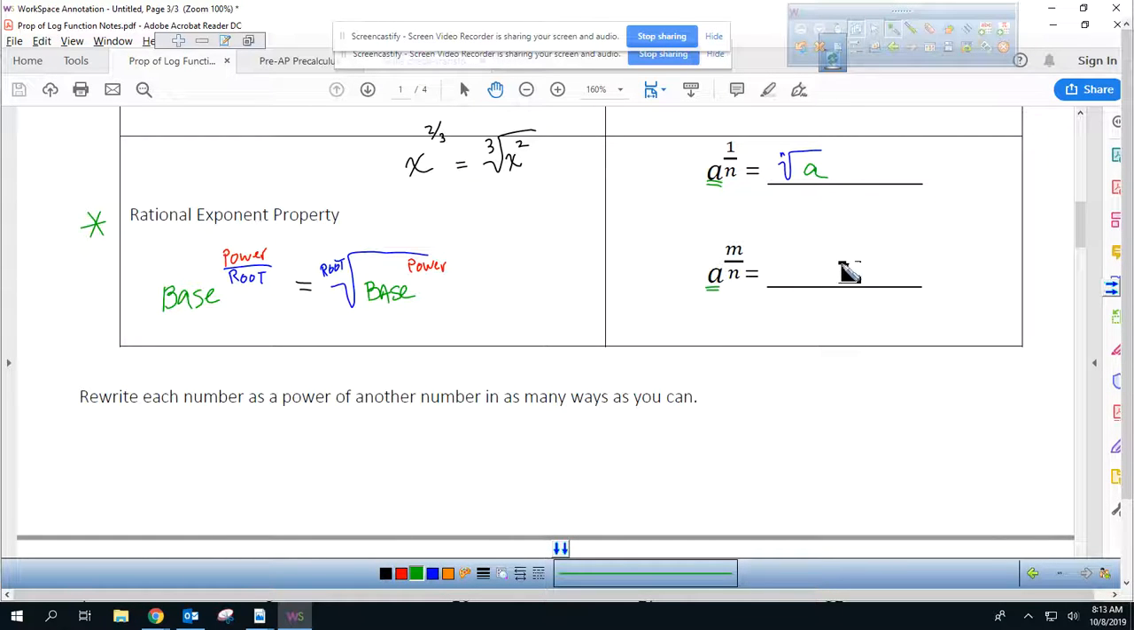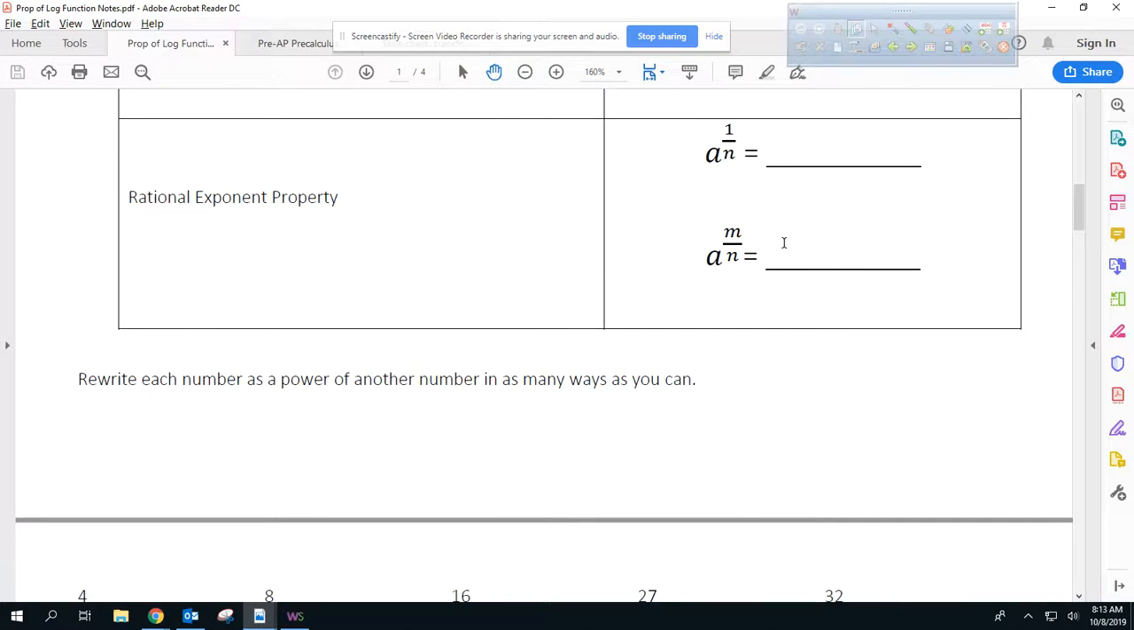A is my base. My root is the nth root, and my power is the m power. So it's base power over root. And you can rewrite these. All these different facets are going to help us be able to solve logarithms.